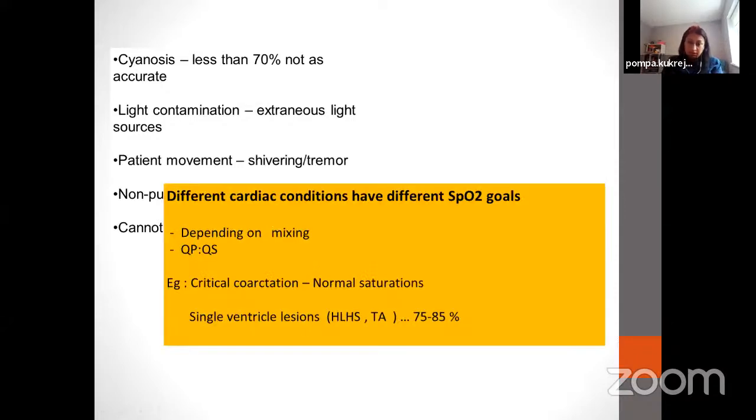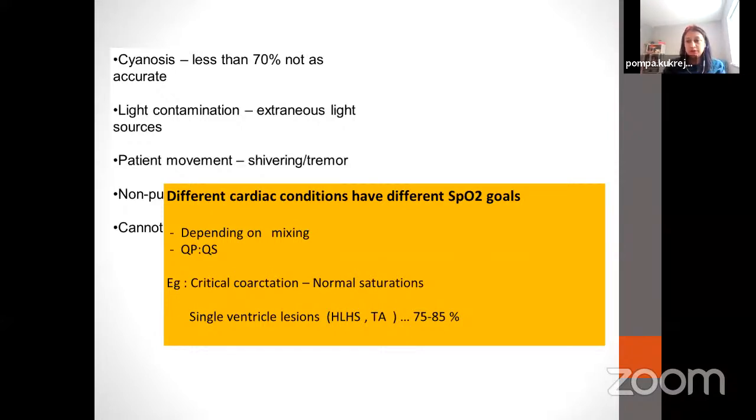Now, coming to pulse ox in relation to cardiac conditions, different cardiac conditions will have different saturation goals. It depends on the degree of mixing. It depends on the physiology, whether you're dealing with a cyanotic or a non-cyanotic heart disease. And also it depends on the QpQs.